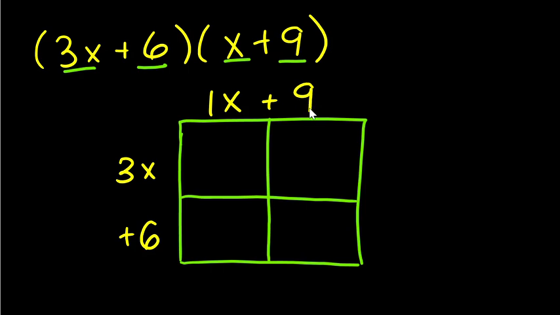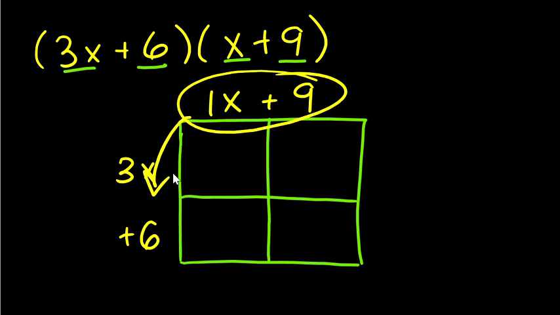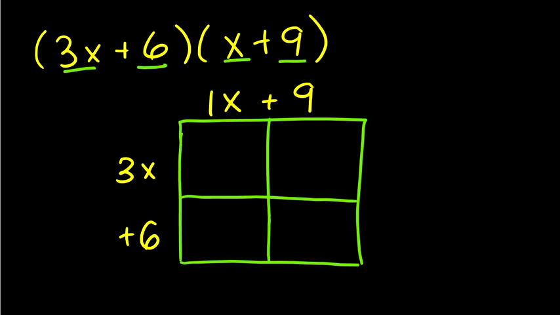And again, it doesn't matter which one I put where, right? We could have written the 1x plus 9 down this side and put the other one on the other side. It wouldn't have mattered. That would have been perfectly fine. Here we go. We're going to multiply 1x times 3x. So 1 times 3 is 3, and x times x is x squared.